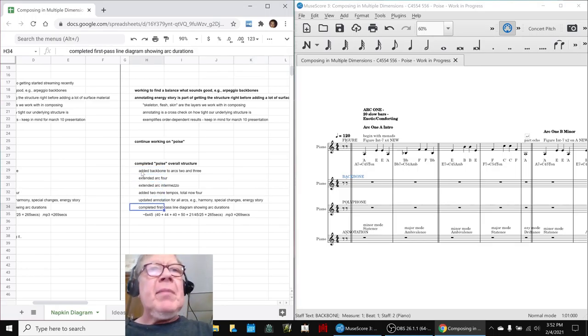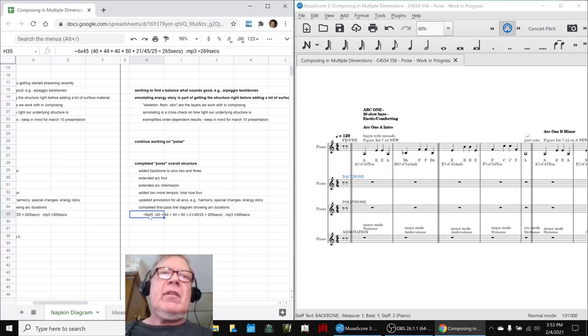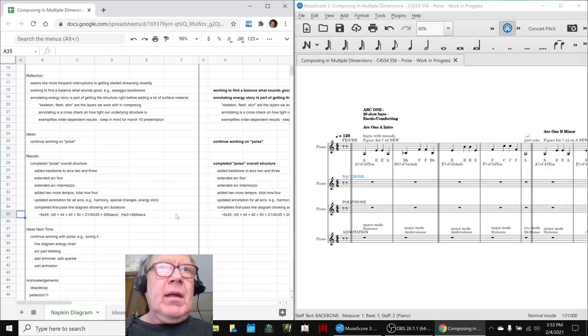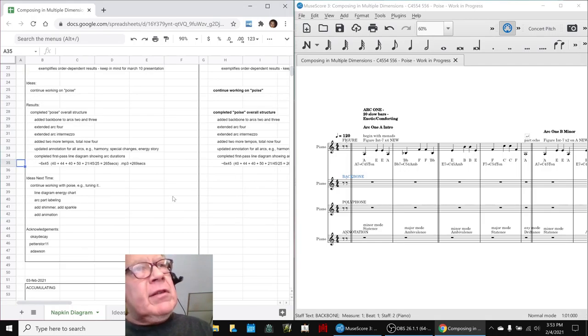We also did a first pass line diagram, by which we mean a post-it note. Basically, we have 270 seconds of material, which is about four and a half minutes. And we double-checked that every identifiable separate section with a different feel is within the 50-second rule of thumb that we've come up with in this series to keep something interesting, but not so long as to lose interest.